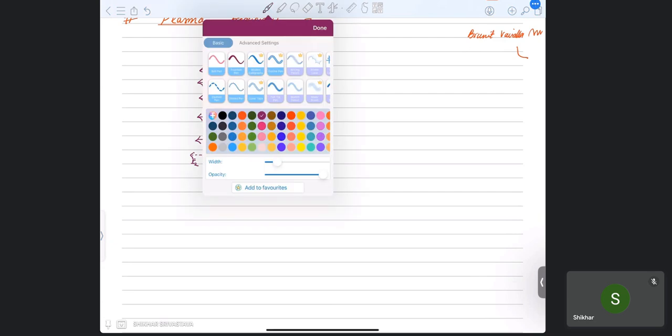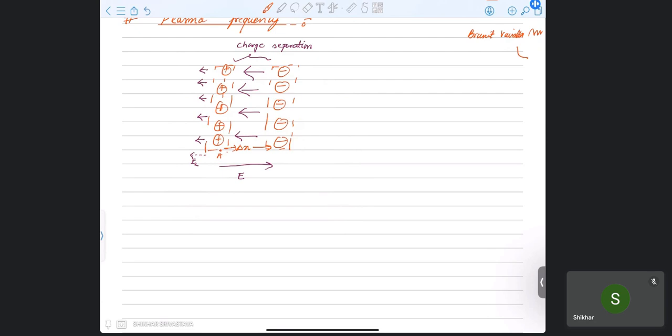I am shading this with red. So electron motion is in red. So electron will again try to come back, and this purple one is electric field. Okay, so this is a kind of oscillation created where electron is moving in one direction, then again it is moving in another direction.